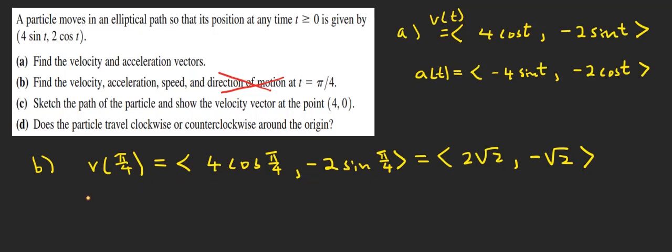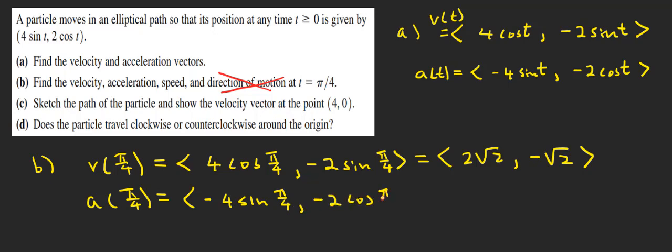What about acceleration at pi over 4? It's going to be negative 4 sine of pi over 4, comma, negative 2 cosine of pi over 4. So you end up getting negative 2 radical 2, comma, negative radical 2.